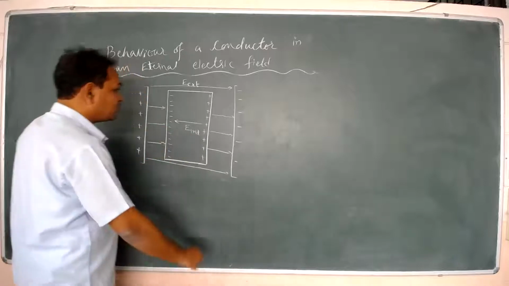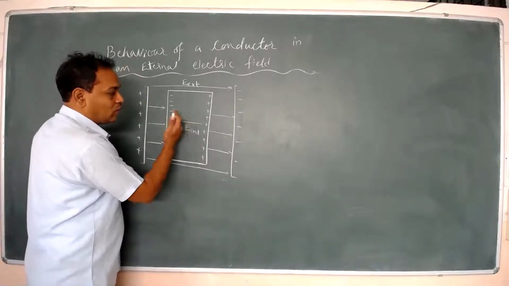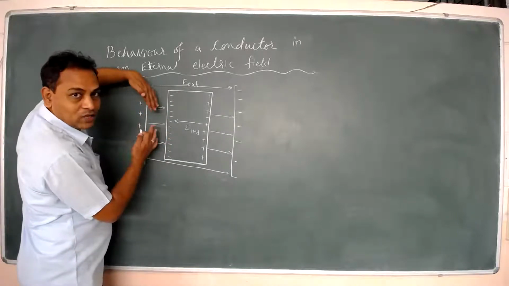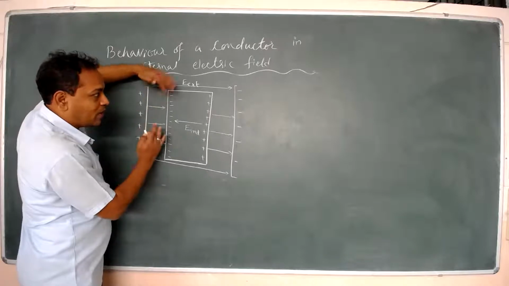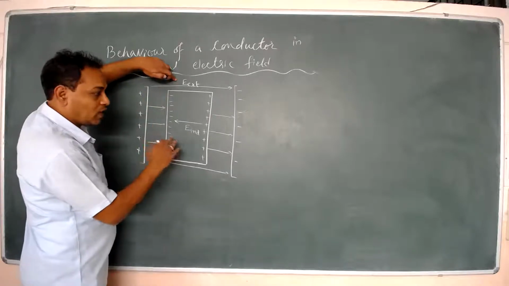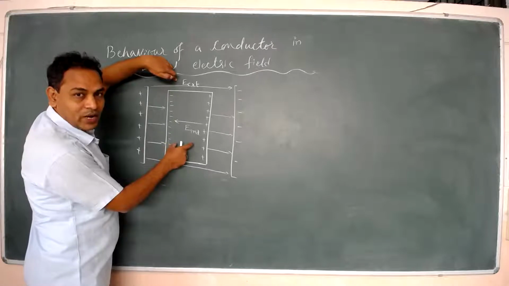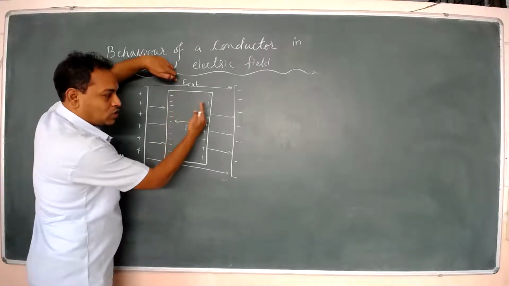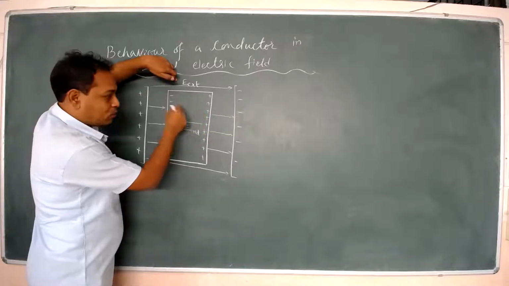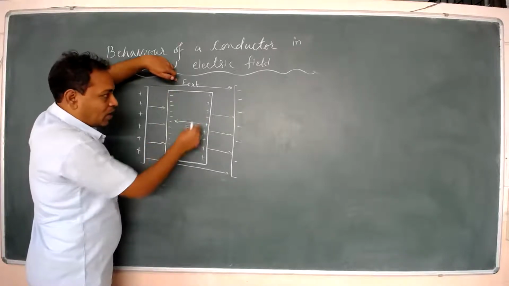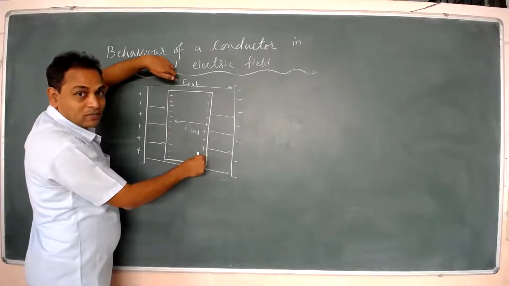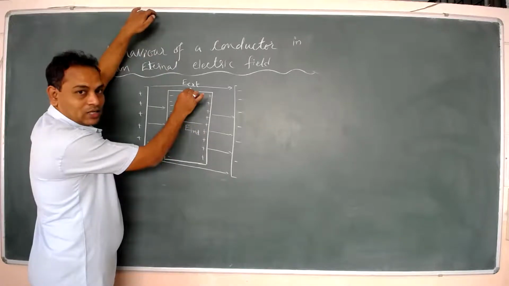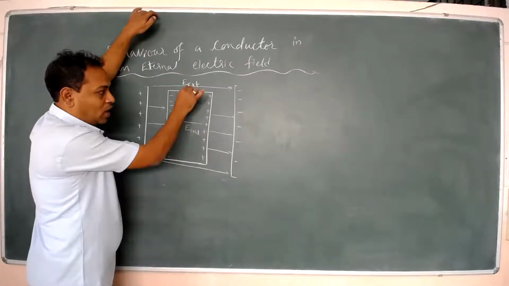So how long will the charges keep coming? As long as the strength of the electric field we are applying externally, that much electric field has to be developed inside. The negative charges will move to this side and the positive charges to that side until the induced electric field becomes equal to the external electric field. These two will become equal and opposite.